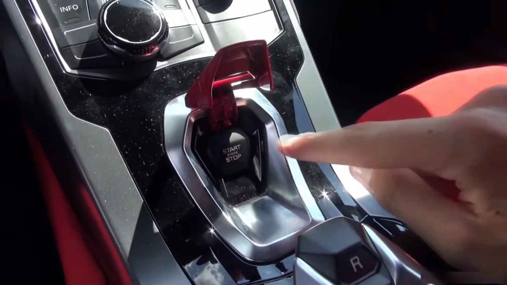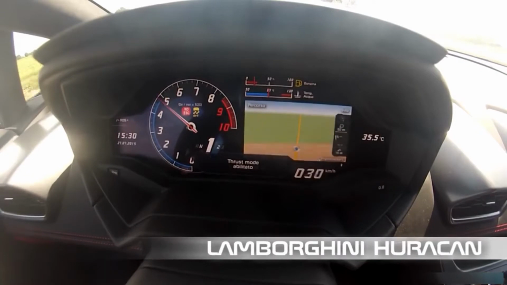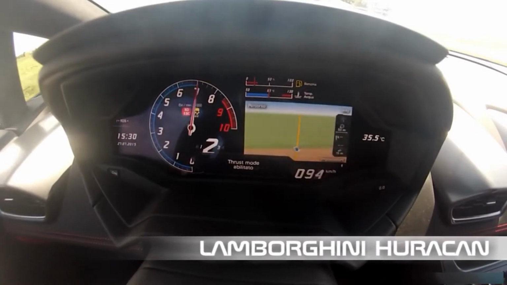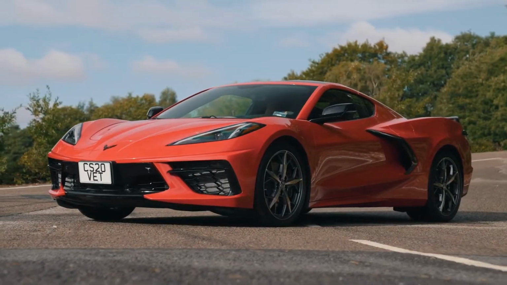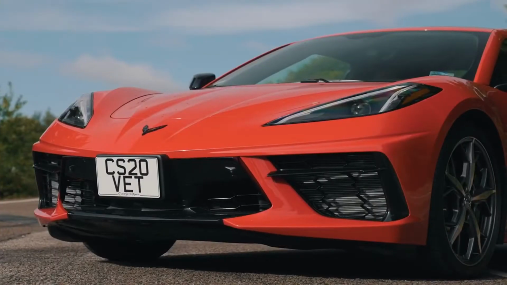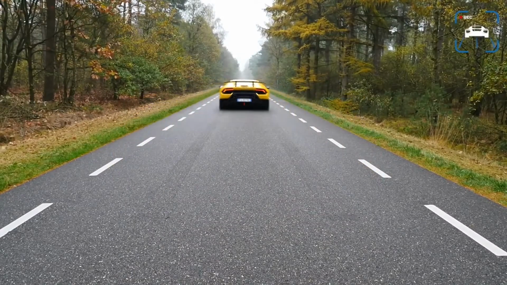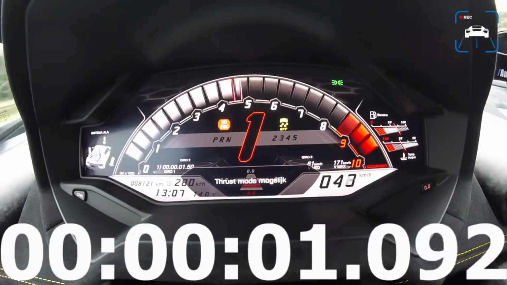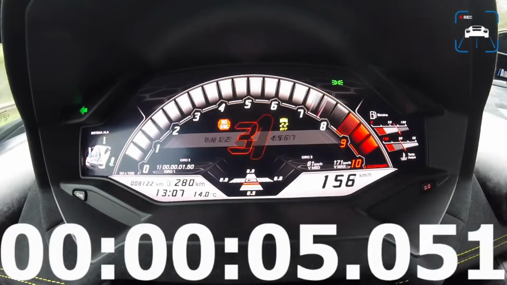Because there aren't any turbos or superchargers getting in the way of the engine or exhaust, naturally aspirated engines take off much better in terms of throttle response. An example of this is the Corvette Stingray, with its 6.2-liter naturally aspirated V8 with rear-wheel drive, or the Lamborghini Huracan, with its 5.2-liter naturally aspirated V10 with all-wheel drive. On top of that, they sound glorious.